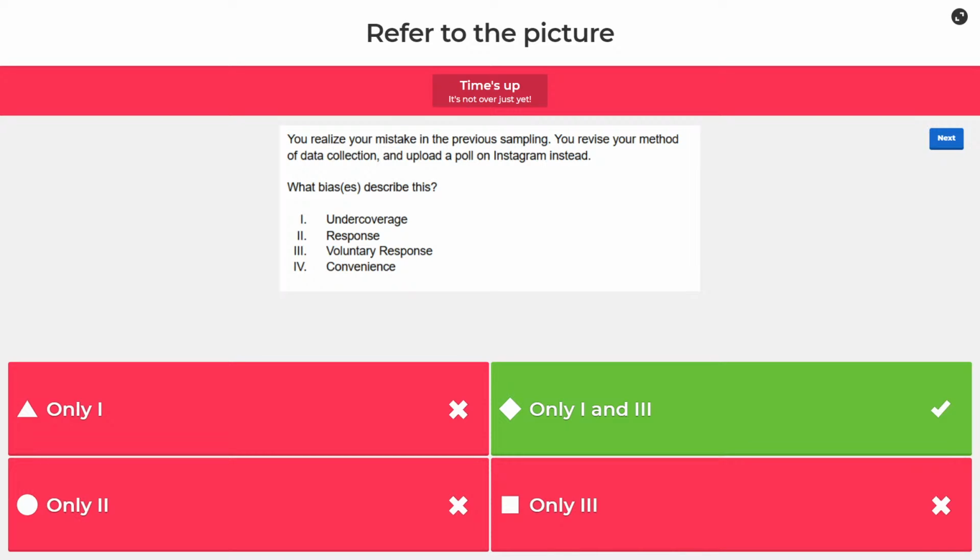Okay. So for this question, we are given the answer to be undercoverage and voluntary response bias. The reason it's undercoverage bias is because what about the people on Snapchat or Facebook who just don't have social media? You're just saying, nah, y'all's responses don't matter to me. I don't care about people on Instagram. So maybe you have different opinions than people on Instagram. So that's why it's undercoverage.